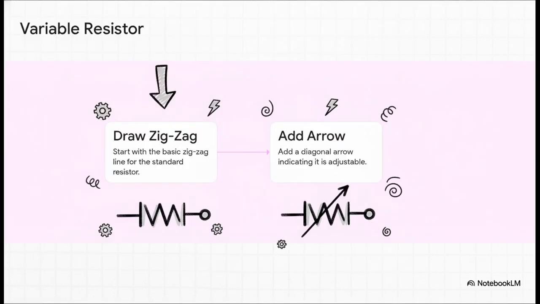Now watch how this visual language logically builds on itself. You start with that basic zigzag line for your standard resistor. To turn it into a variable resistor, you simply add a diagonal arrow striking right through it. In this schematic shorthand, an arrow passing diagonally through a component is the universal modifier for adjustable. It gives you the exact same functional info as seeing that big volume knob on the real thing, all with one simple, quick stroke of a pen.